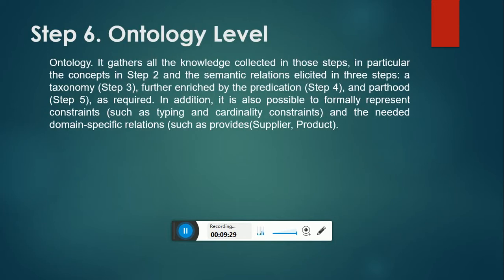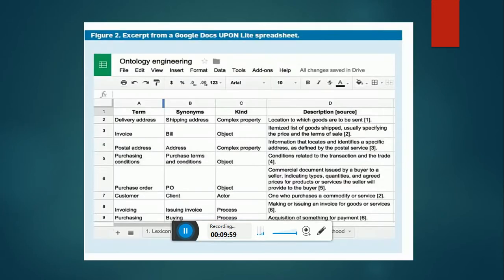The sixth level is the ontology, where it gathers all the knowledge collected in those steps, in particular the concepts in step 2 and the semantic relationships elicited in the steps, that is, the taxonomy which is in step 3, which is further increased by step 4, which is predication, and the parthood, which is step 5. Here it is also possible to formally represent constraints such as typing and cardinality constraints and the needed domain-specific relationships.